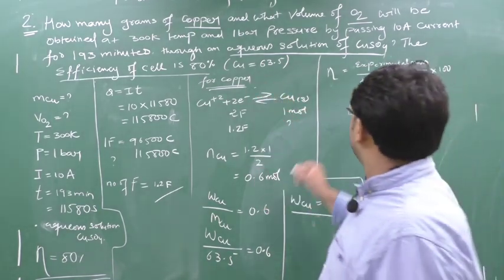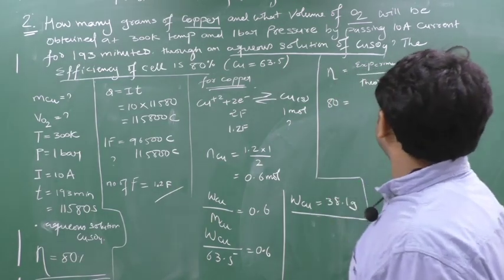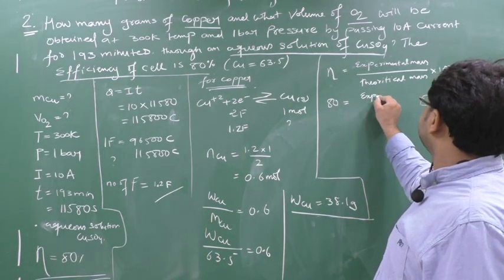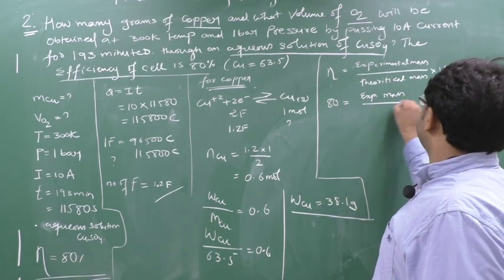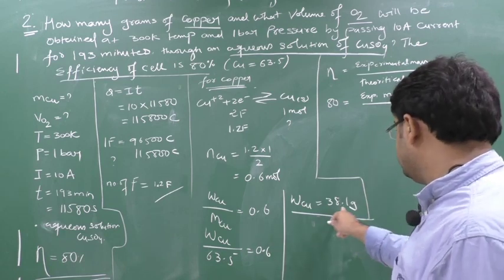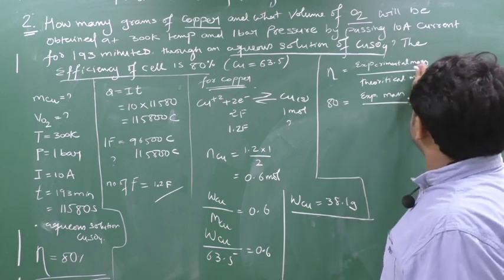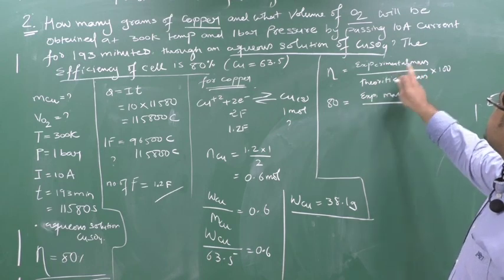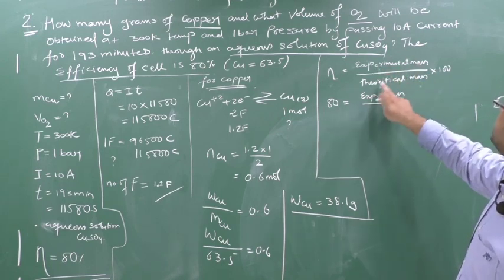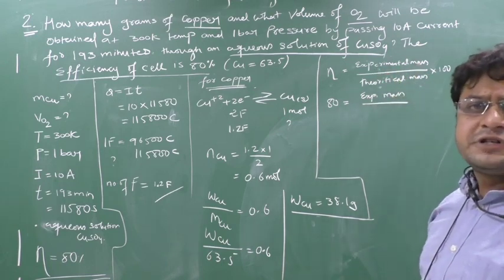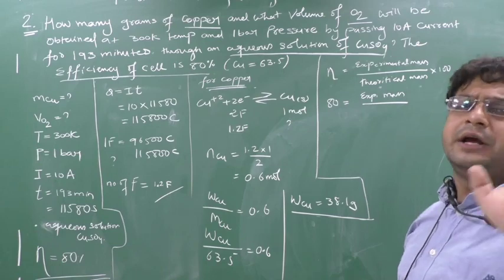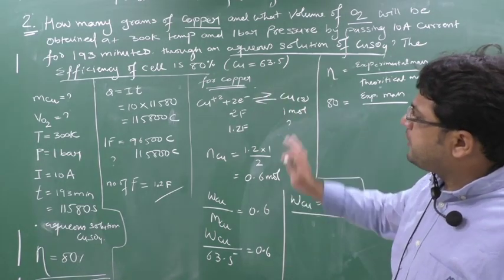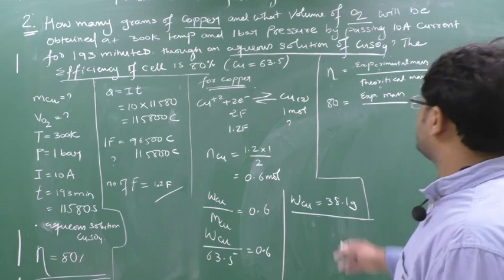So how much efficiency have they given? That is 80. We have to determine the experimental mass. The theoretical mass is 38.1. Efficiency is experimental mass by theoretical mass, or experimental volume by theoretical volume, anything. In short, efficiency means experimental values by theoretical values. Whatever we calculate in the problem are theoretical values. Clear?